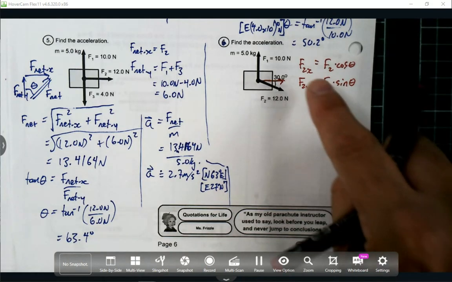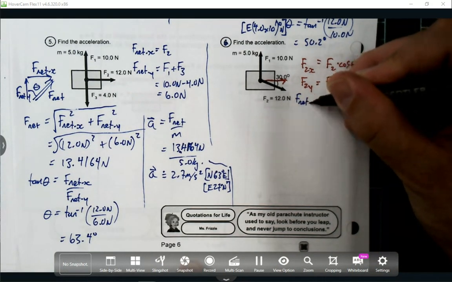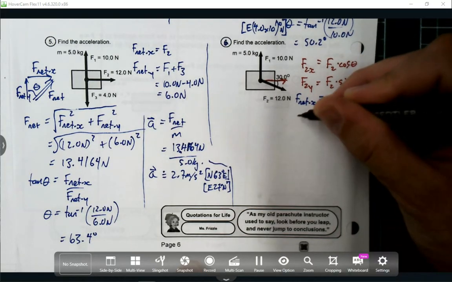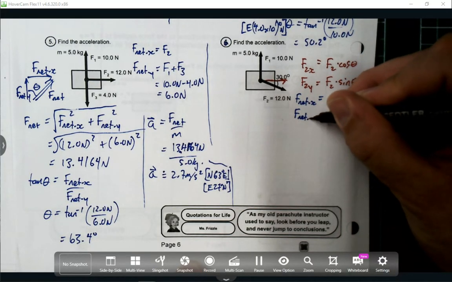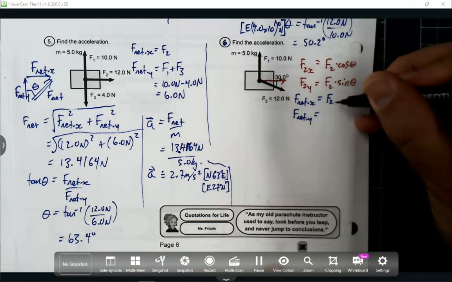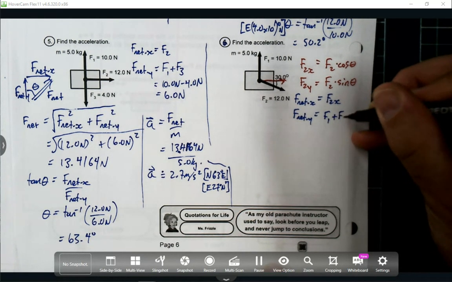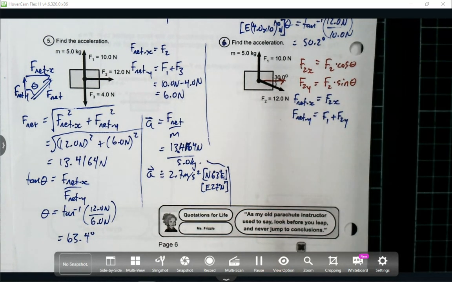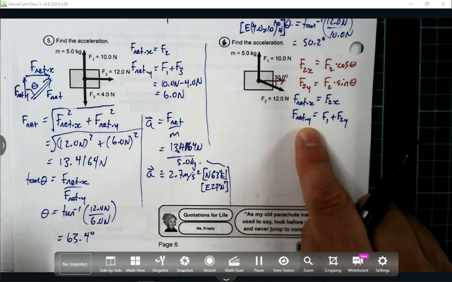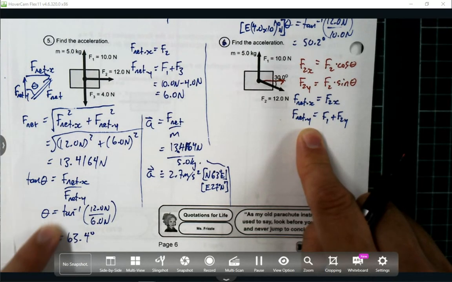Once you have F2x and F2y, you should be able to find F net x and F net y. Next is really just going to be F2x. F net y is going to be F1 plus F2y, where F2y is going to be a negative value and F1 will be a positive value. Then once you have F net x and F net y, you're right back over to following the exact pattern of problem solving that's on the left-hand side here, okay?